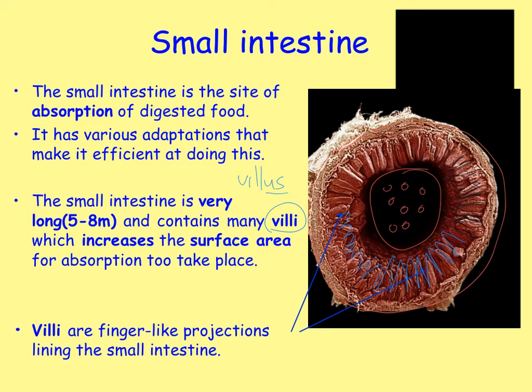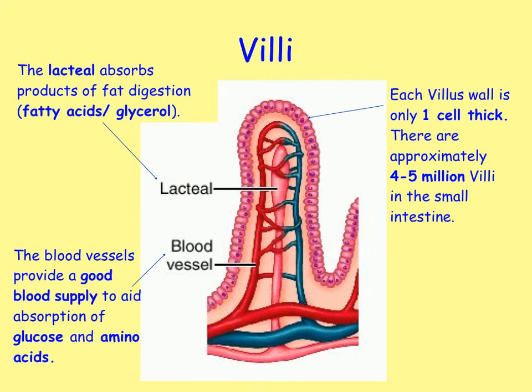So the small intestine is specially designed or adapted for the job that it's going to be doing, and it's made more efficient by the fact that the small intestine is very long, and also the surface area is increased with lots of these villi. So that increases the amount of absorption that can take place. So let's have a look in more detail at these actual villi. This diagram here is representing a villus.